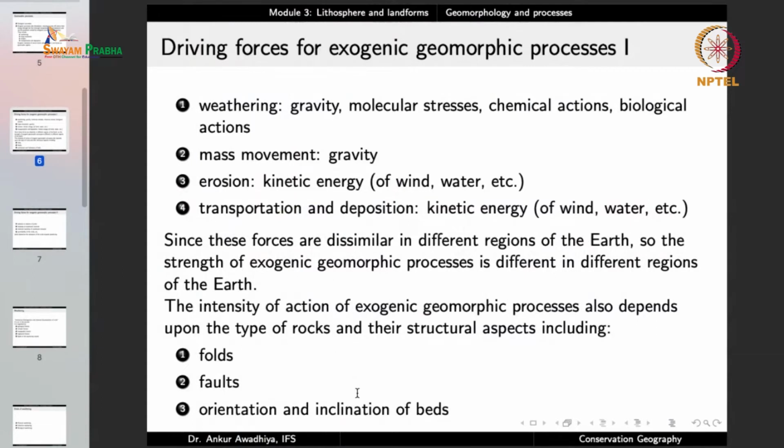Orientation and inclination of the beds. Are the beds oriented towards the geomorphic agent, or are they oriented away from the geomorphic agent, such as the wind? Are they inclined in a way that they create a huge gradient, or are they inclined in a way that the amount of gradient is very less? Because things like water will move faster when the gradient is more, and so the water will have more kinetic energy.